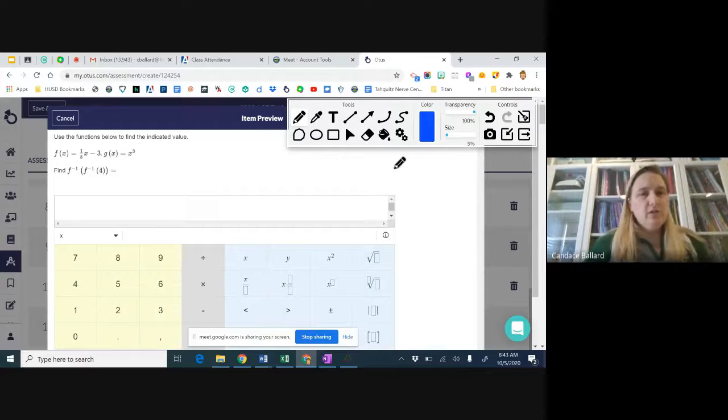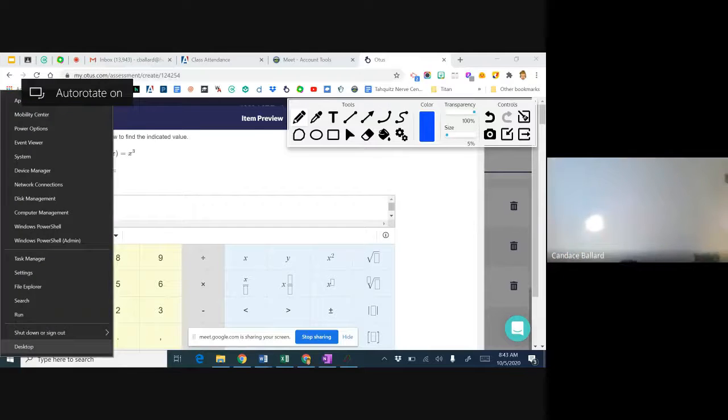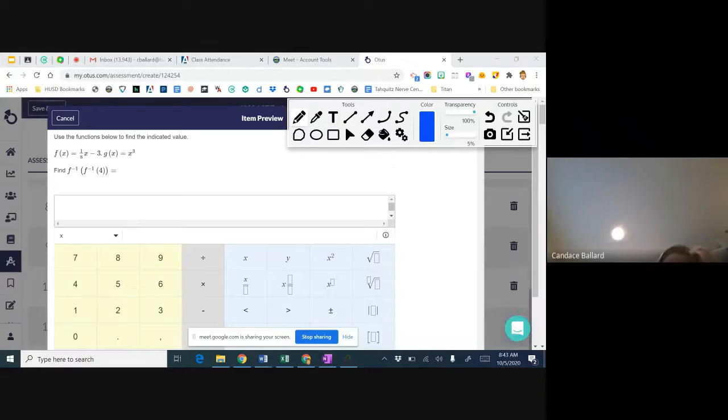All right, so we're going to use the functions below to find the indicated values. So I need to find f inverse of 4. So the first thing I'm going to do is try to find the inverse of this thing here, right? So I'm going to switch x and y. I'm pretending that that's y, right?